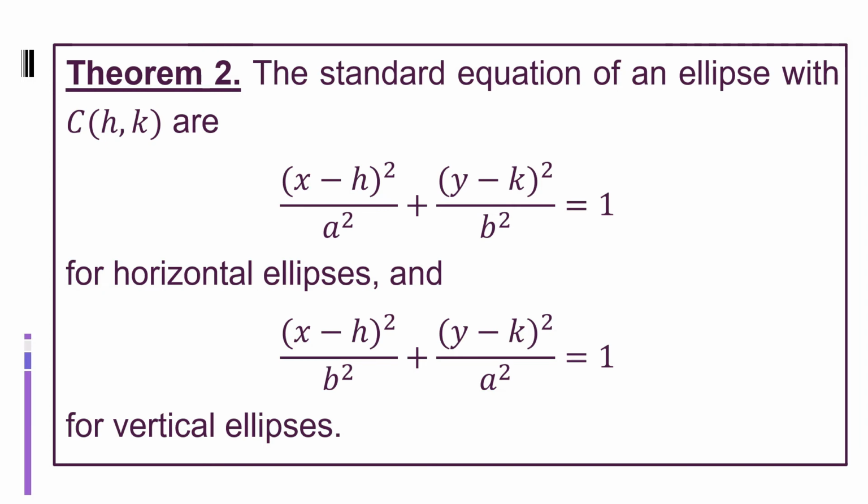Theorem number 2, the standard equation of an ellipse with center at (h, k) are x minus h squared over a squared plus y minus k squared over b squared is equal to 1 for horizontal ellipses, and x minus h squared over b squared plus y minus k squared over a squared equals 1 for vertical ellipses.